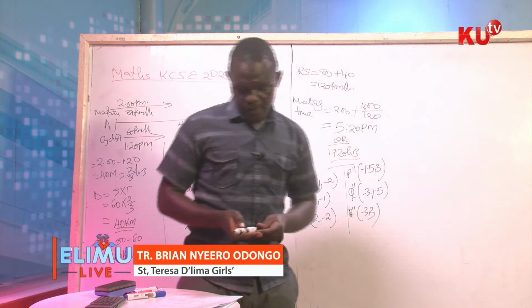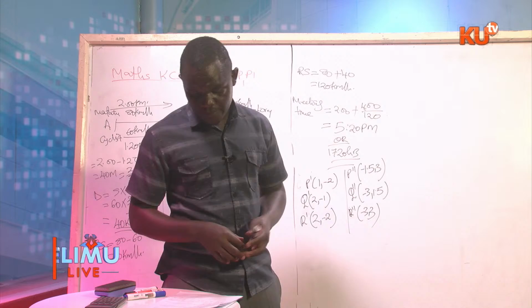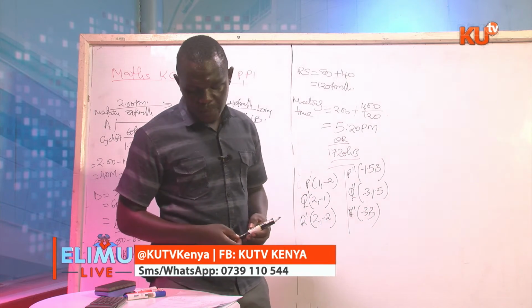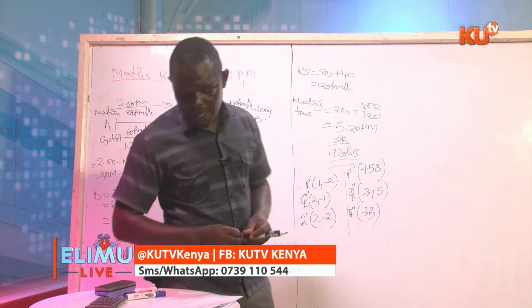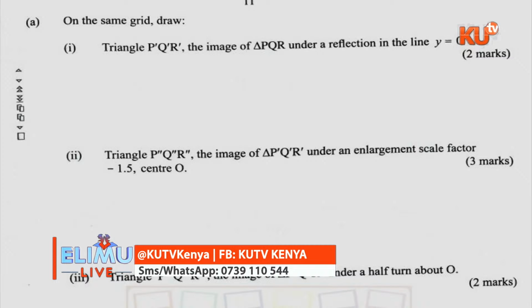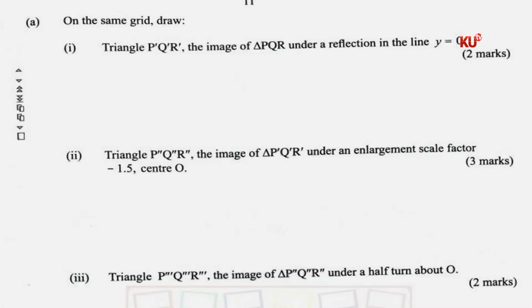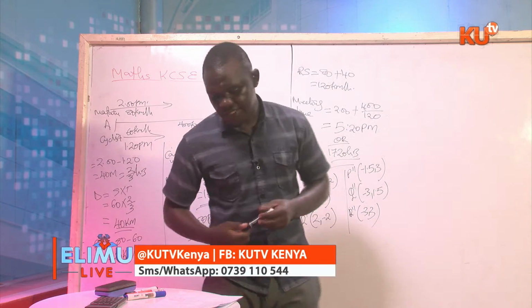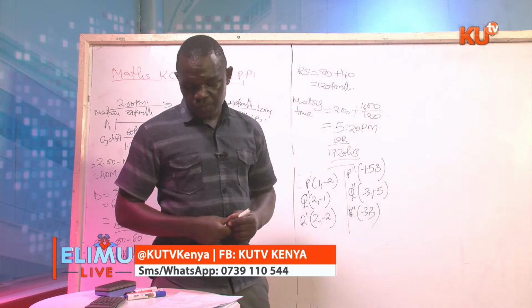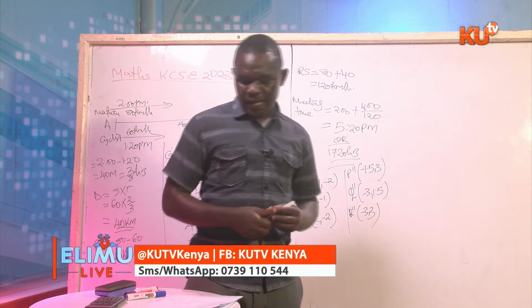Roman 3 of question A. Triangle P triple prime, Q triple prime, and R triple prime, the image of P double prime, Q double prime, and R double prime under a half turn about the origin. Now, what do you understand by half turn about the origin? That is under 180 degrees. With 180 degrees, be it positive 180 degrees or negative 180 degrees, it's just the same thing. There is no difference. So the same applies.